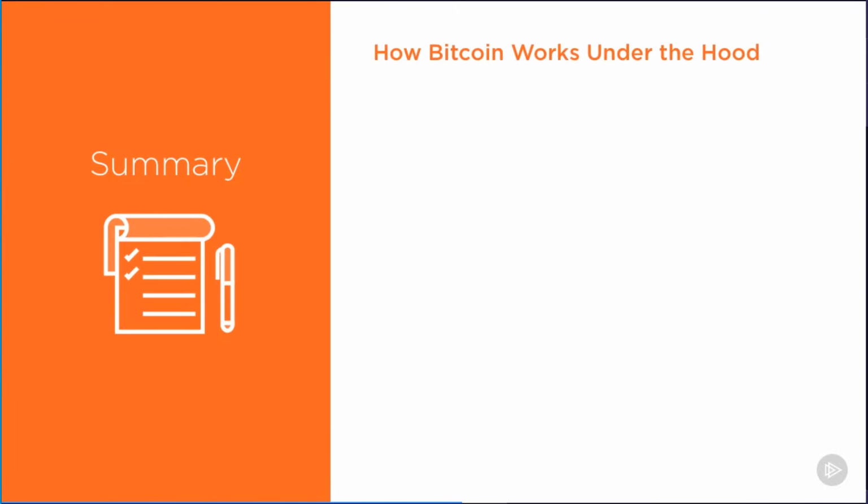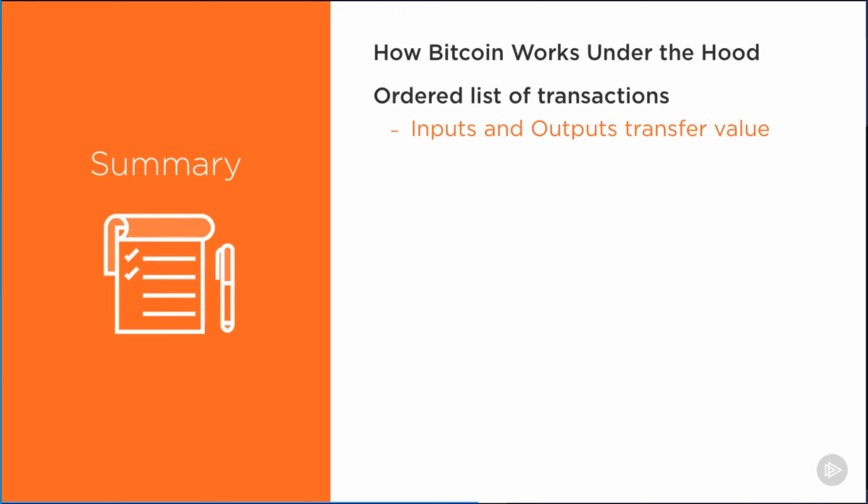In summary, the core of Bitcoin is an ordered list of transactions called the blockchain. Each transaction authorizes transfer of value from a previous transaction's output to a new output. Usually, these outputs transfer funds to a new Bitcoin address, but the scripting language allows for many more options, such as outputs that require 2 of 3 signatures or even storing data.